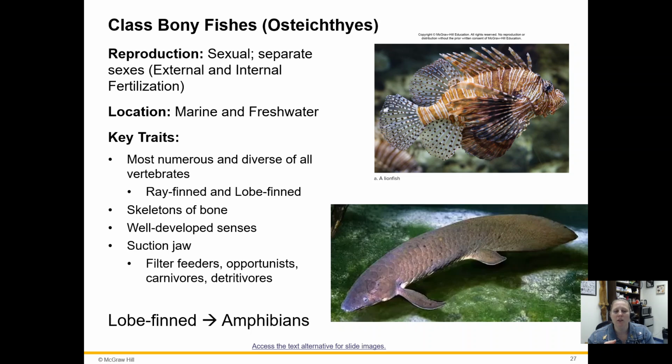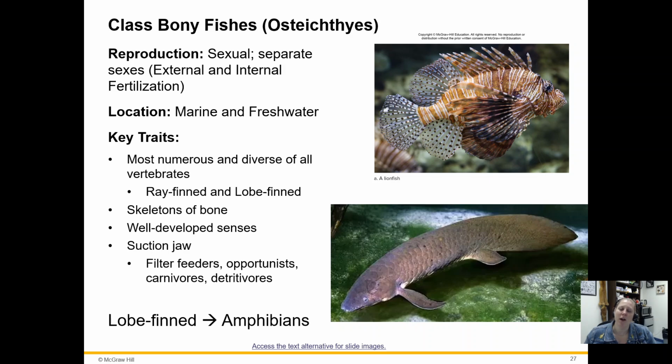But we do think that lobe-finned fishes are the ones that gave rise to our next class of vertebrates, the amphibians, because lobe-finned fishes have these fleshy fins that are able to then move on land effectively. So your lungfishes are called lungfishes because they can actually live out of water for a period of time. Some of them can move across land.